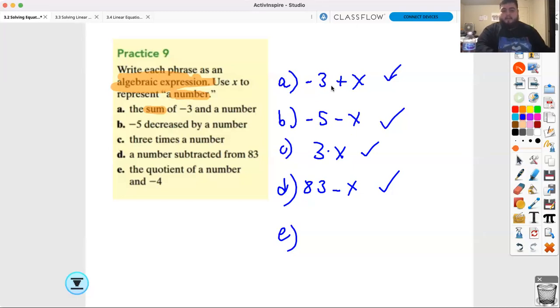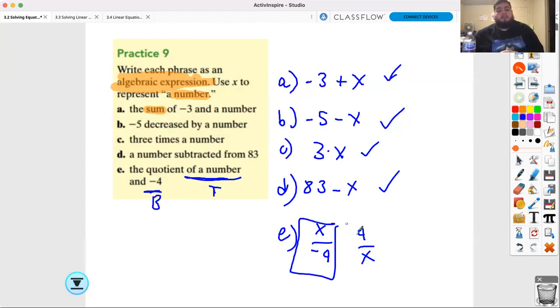So for E, I see x over -4 and I see 4 over x. So remember, the quotient of a number and -4. So we know this is a number and then -4. Which one goes on the top? Which one goes on the bottom? The first or the bottom? So let's talk about the number. That's first. So should that be top or bottom, class? The first thing after the quotient. So the quotient of this should be the top and this should be the bottom. So this one's the correct answer.